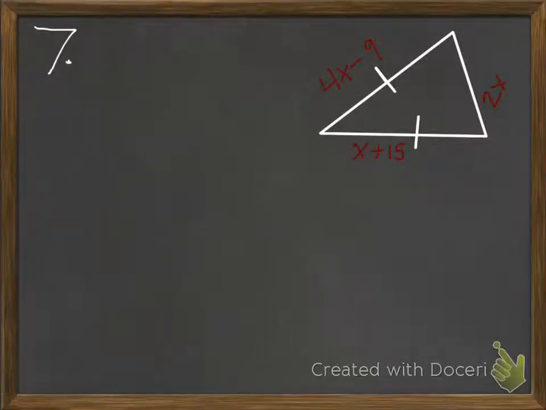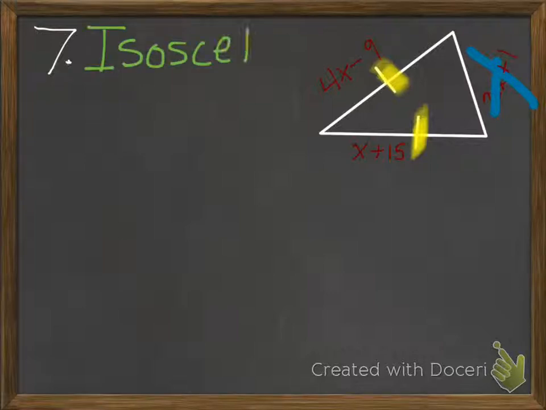Alright, this is number 7 from your Lesson 1 homework. Looking at the triangle at the right, 4x minus 9 would be equal to x plus 15 due to these marks right there and right there. That tells you those two sides are equal. As long as we have two sides equal to each other, we do not even need this side here at all. So this is an isosceles triangle, and this is how we would set up the equation.